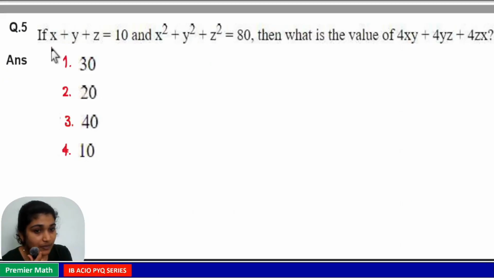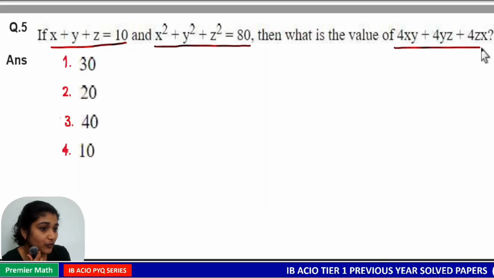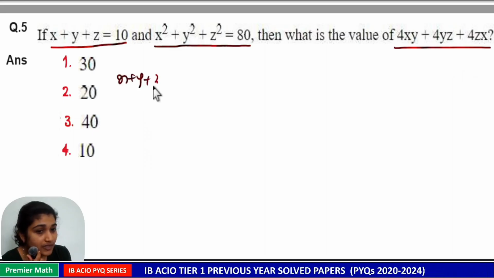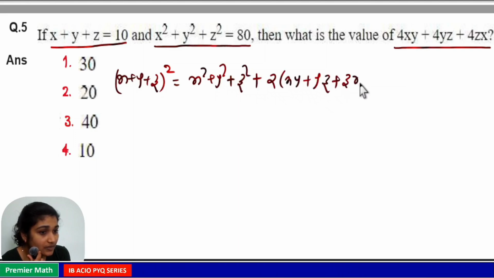If x plus y plus z is 10, and x square plus y square plus z square is 80, then what is the value of xy plus 4yz plus 4zx? Here, the formula for x plus y plus z the whole square is equal to x square plus y square plus z square plus 2 times xy plus yz plus zx. Now, if you substitute the values, you can find the value of 2 times xy, yz, zx.